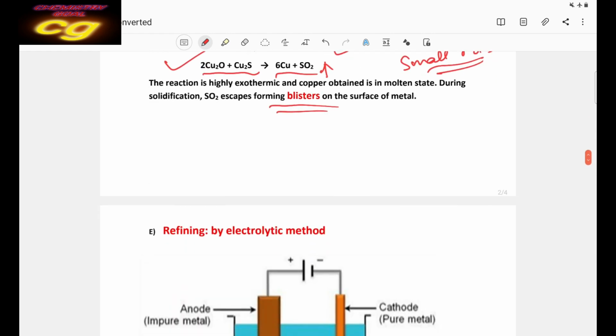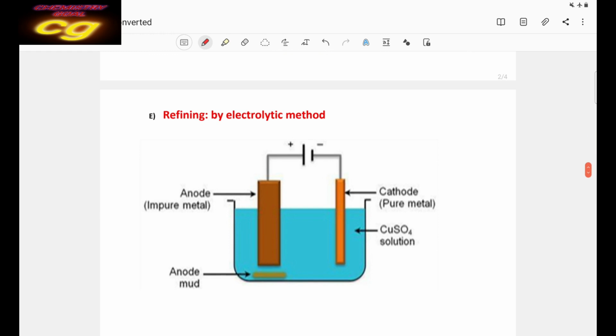Then how can we refine the copper? As the copper produced during the extraction may contain impurities, purification is required again. That is called refining of copper. We have already discussed in the last videos that copper can be purified by the electrolytic method. A low reactivity metal can also be purified by the electrolytic method.